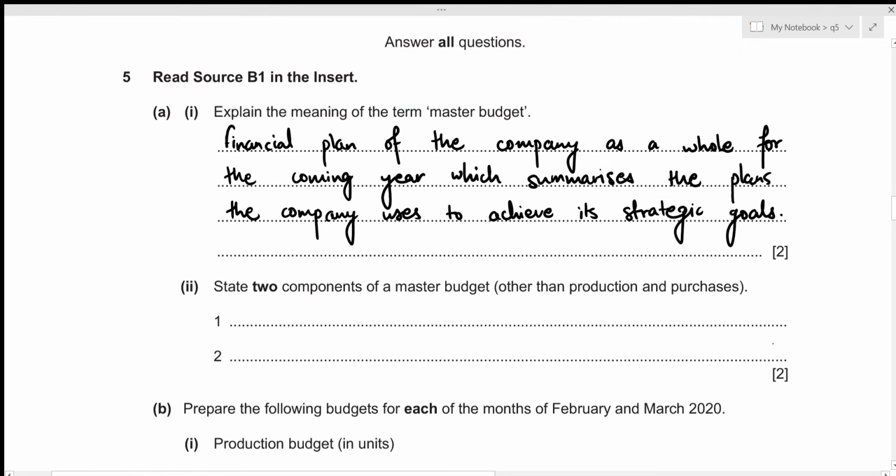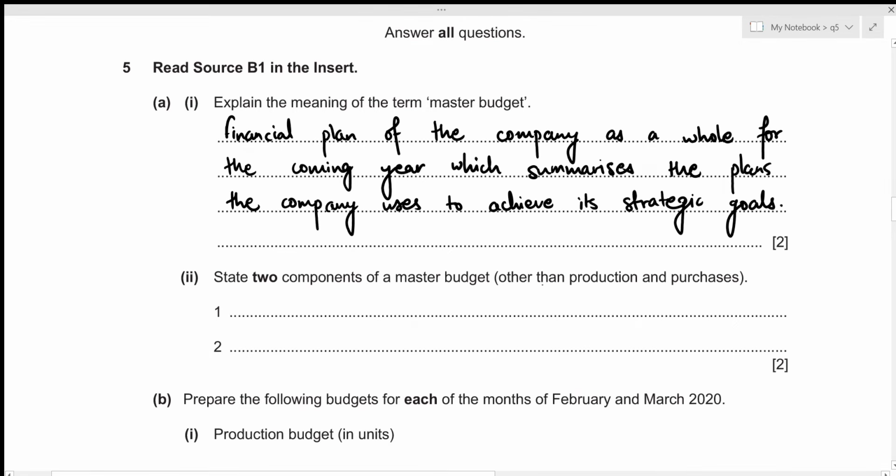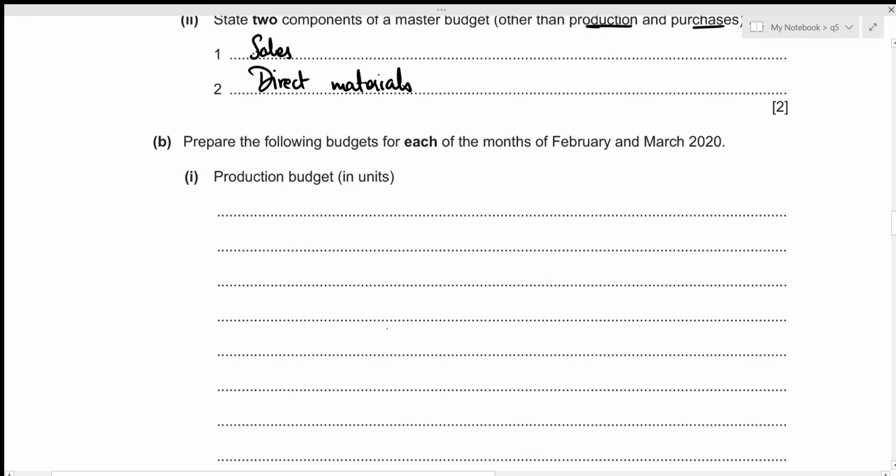Now, for the second part, we need to state two components of a master budget other than production and purchases. The very first one could be sales, because like we are given above, we are given a sales budget, which is a component of the master budget. And above, we are also given information regarding direct materials. So we could also create a direct materials budget as a component of a master budget. Let's write it down. Alright, now this concludes the first part of this question. We can move towards the second one.